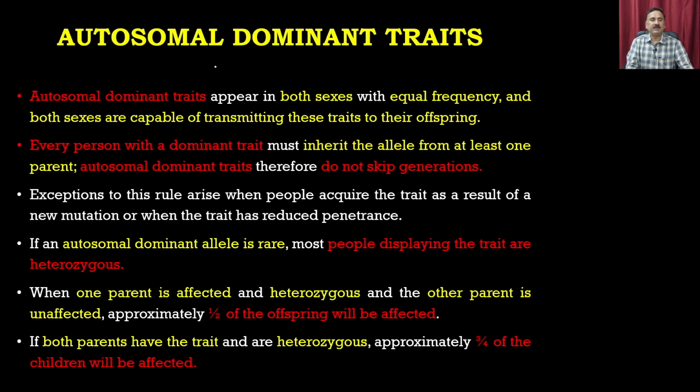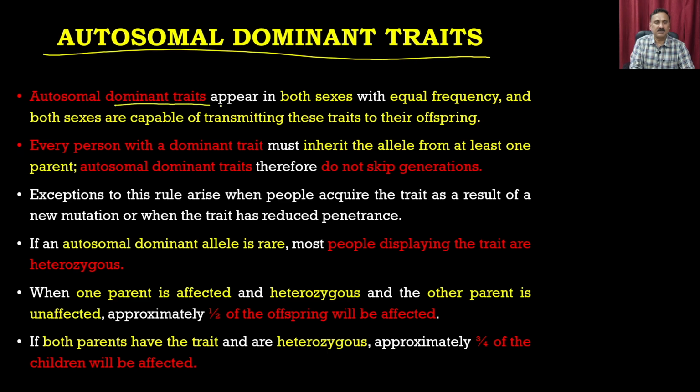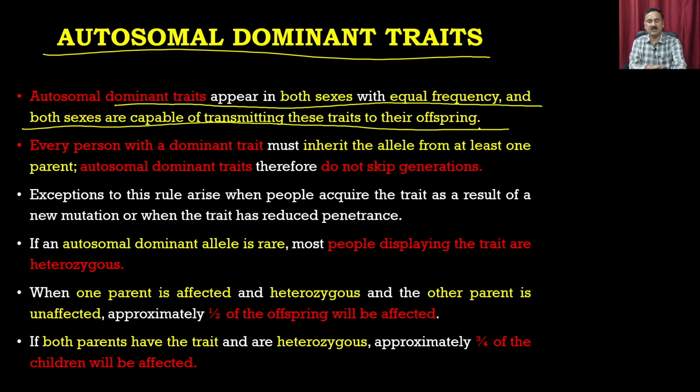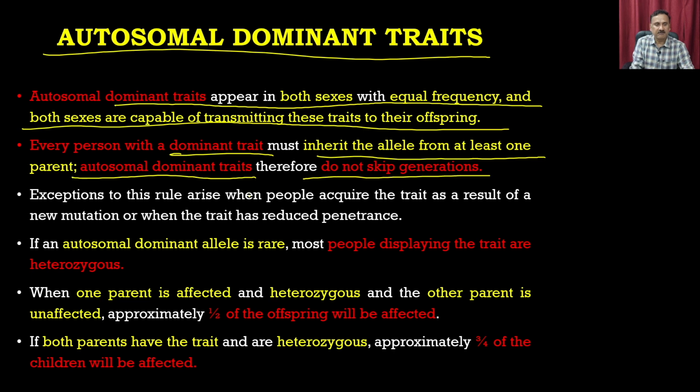Then we also have the autosomal dominant traits. Autosomal dominant traits appear in both sexes with equal frequency, and both sexes are capable of transmitting their traits to their offspring. Every person with the dominant trait must inherit the allele from at least one parent, and autosomal dominant traits therefore do not skip a generation.